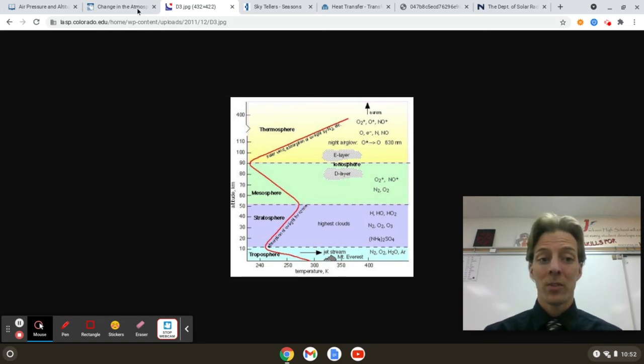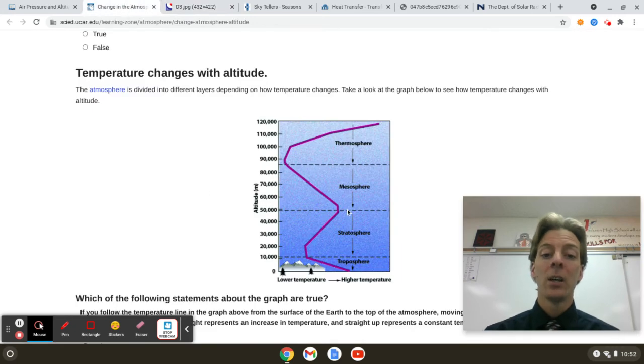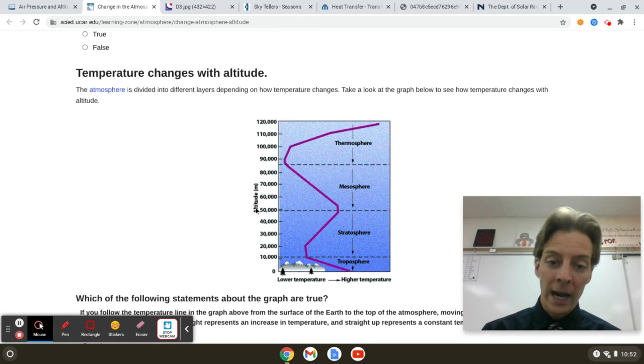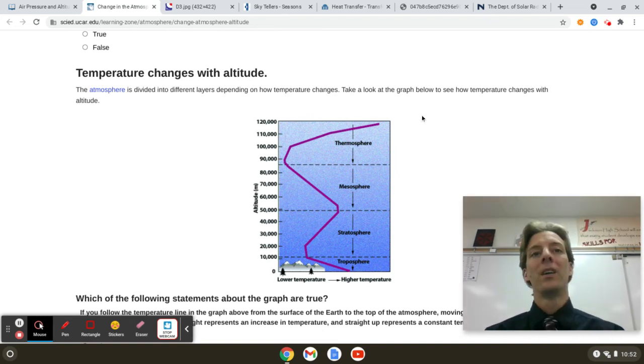That's it. In the mesosphere, it's getting colder. Then the thermosphere. Thermo sounds like heat, so it's going to warm up again as you go back up into the thermosphere. There is no upper boundary. There's no top limit. You just fade out into space.